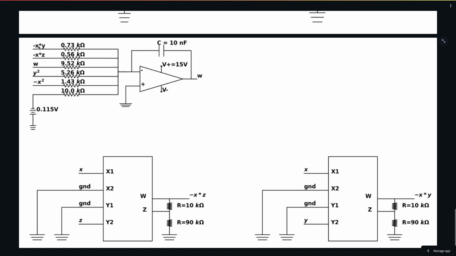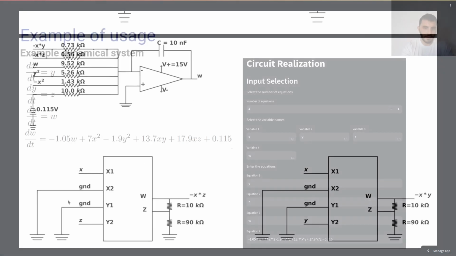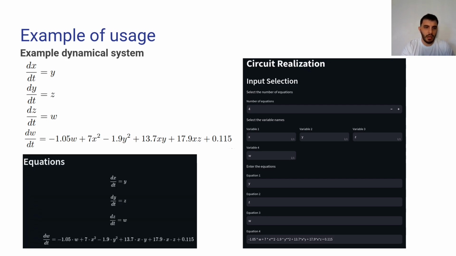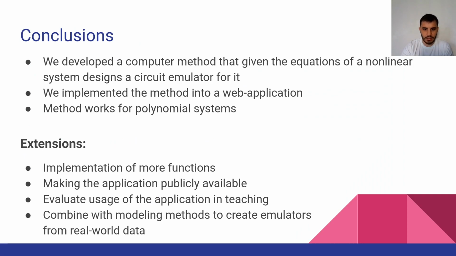And we can see that every one of the terms gets multiplied with the respective coefficient. We also have an input with the required sign, and every one of them gets integrated and results in the output w. This way we have managed to obtain a complete analog circuit that emulates our given system. And this is actually once again the system, and we see the equations as discussed.